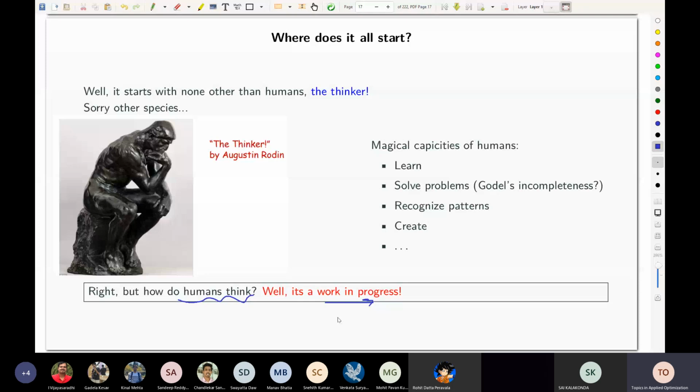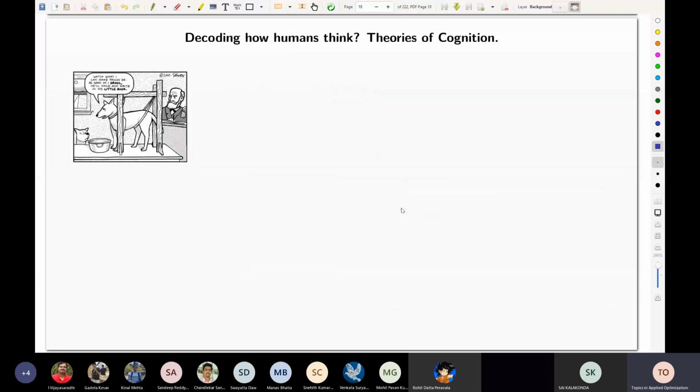So what we see is that we start from humans, the thinkers, and we are looking up to humans, trying to see what things humans can do, and we would like to get some inspiration from there. So we look into earlier theories of cognition, decoding how humans think.